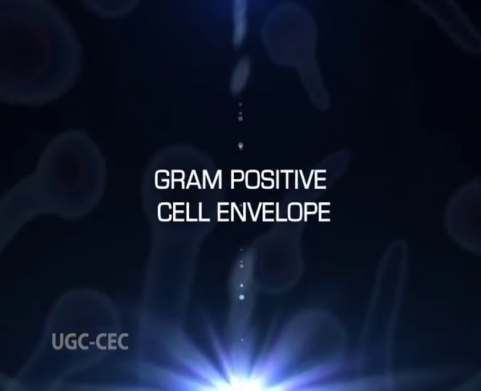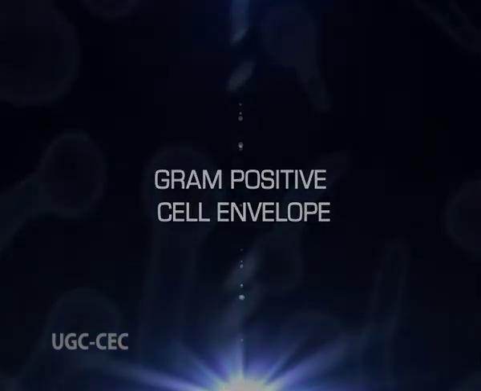So next we'll see the gram-positive envelope. From the above discussion, we come to know that the gram-positive bacterial cell wall consists of multiple layers of peptidoglycan and is reinforced by the teichoic acid.